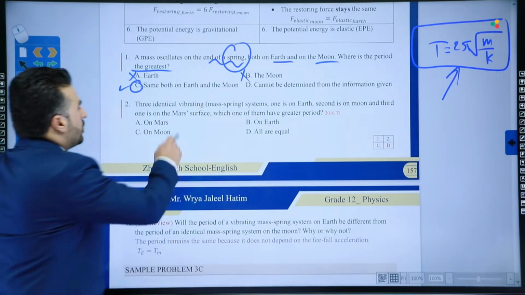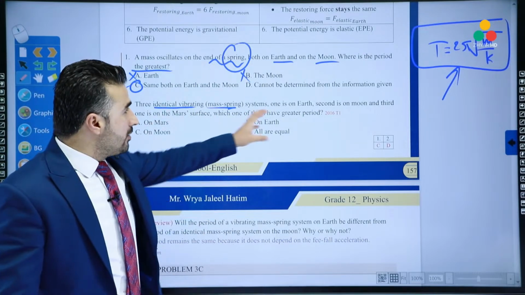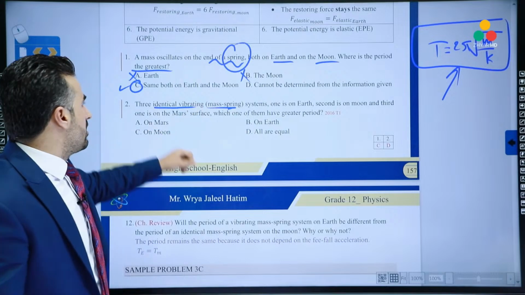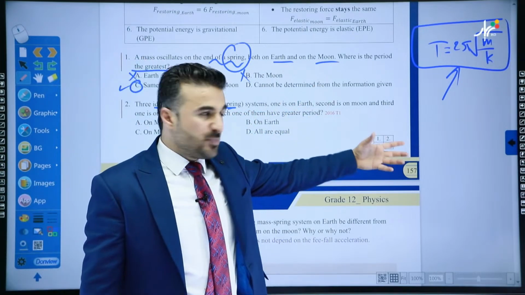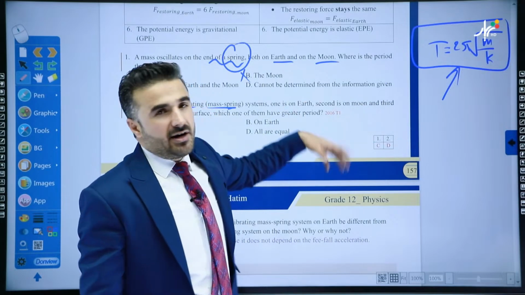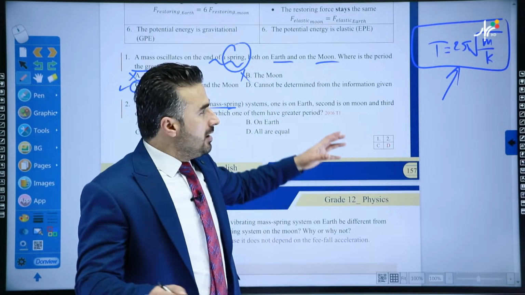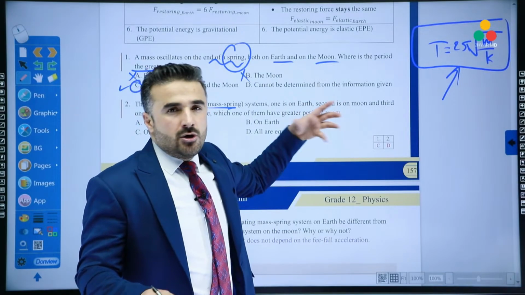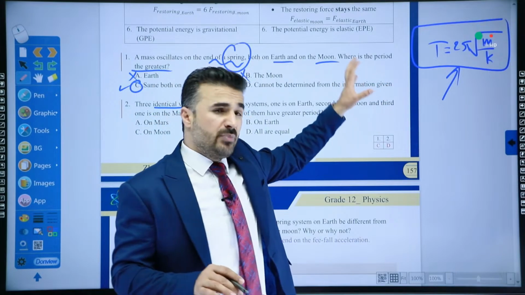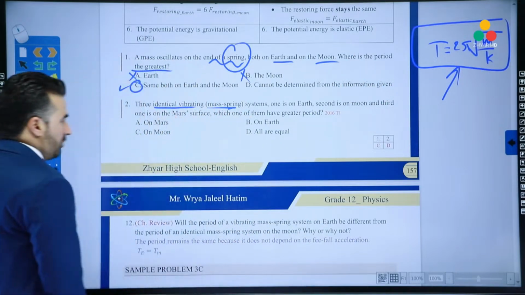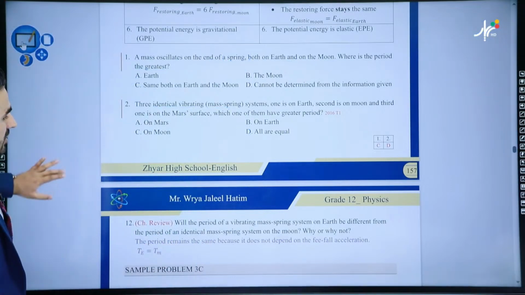Another question says three identical vibrating mass spring systems. One on Earth, the second on the Moon, and the third one on Mars's surface. Which of them has the greatest period? Once again, it doesn't matter how many mass spring systems you have, as long as they're all identical, they are not affected by the gravitational acceleration. If they are not affected, all their periods will be equal. All are equal, and that is the correct answer here.